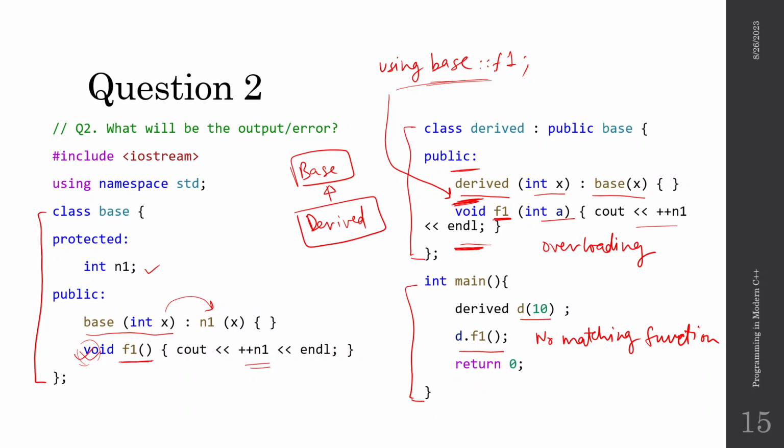So if you write this using Base::f1, then it will bring forward the base version of f1 as well, and then this main function will work without any problems, and as you know, it will then print the value of 11. Okay, so I hope that is clear. Now I'll move to the next question.